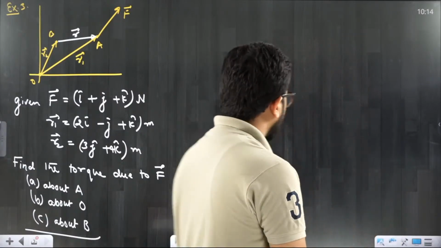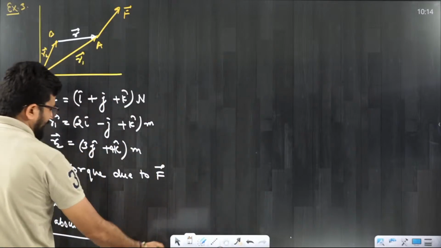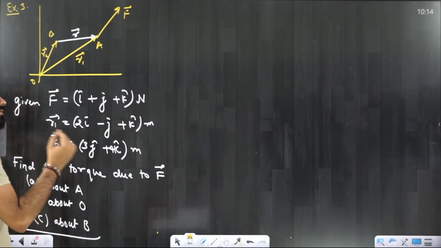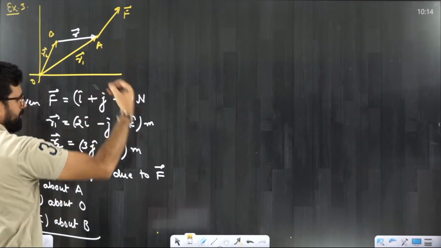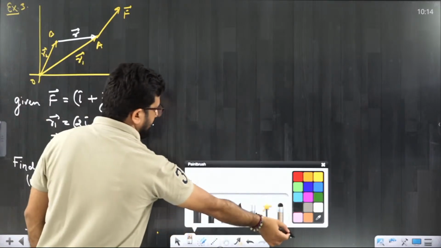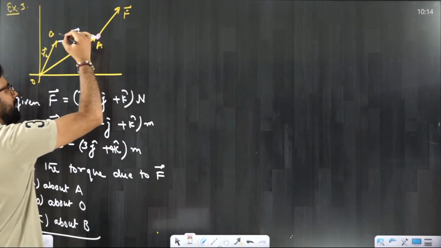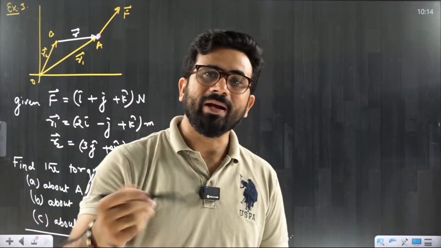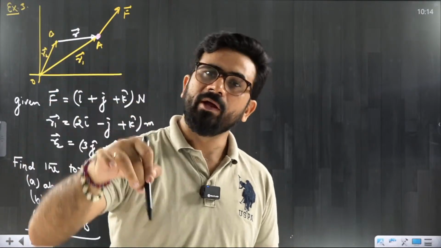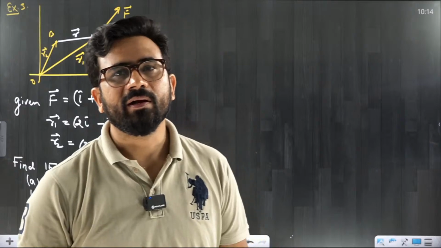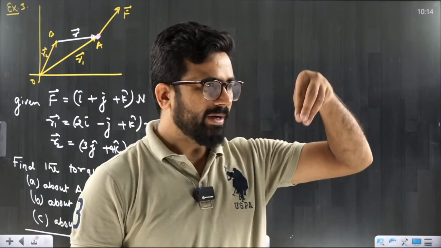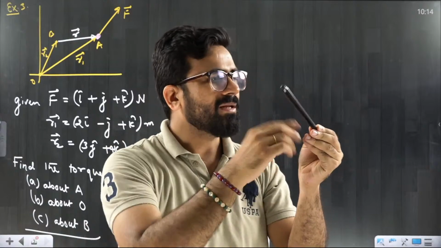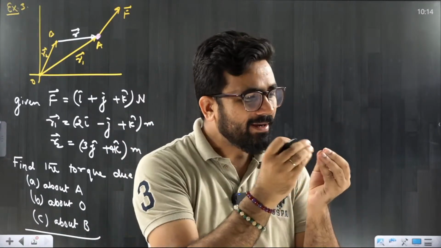Try to understand. We have to find the torque about A, about B, and about O. Now listen carefully. At which point is the force acting? Force is acting at A only, and we want to calculate the torque about A only. That means what is the R vector now? The point A is the same point where I am applying the force. That means R becomes 0.